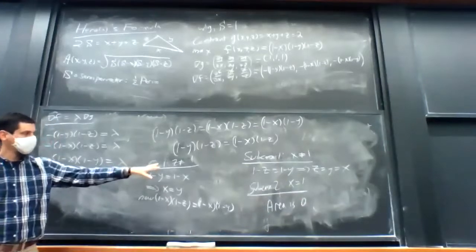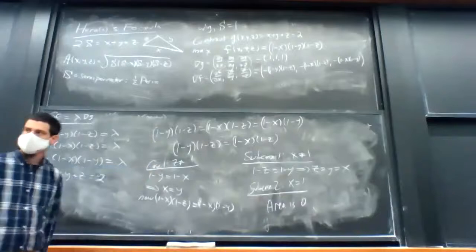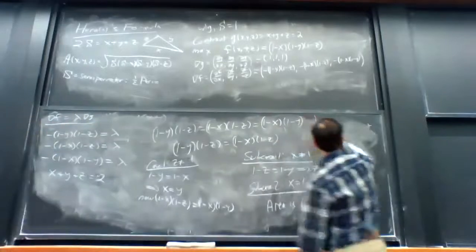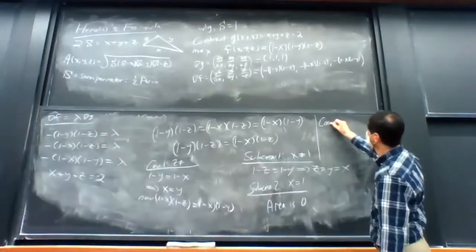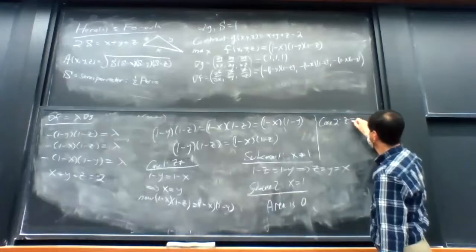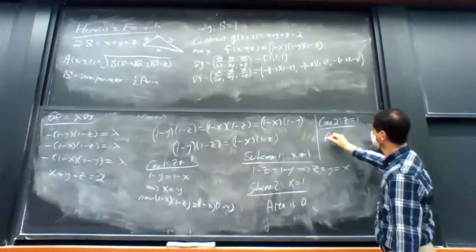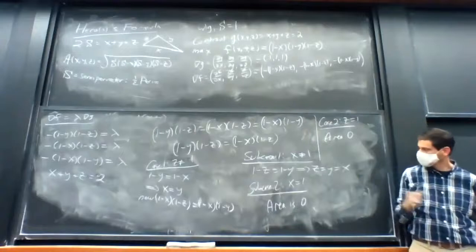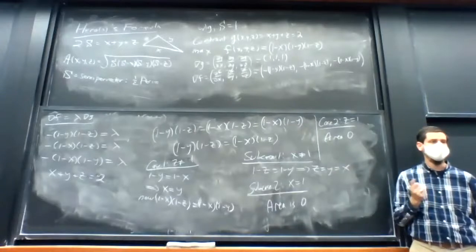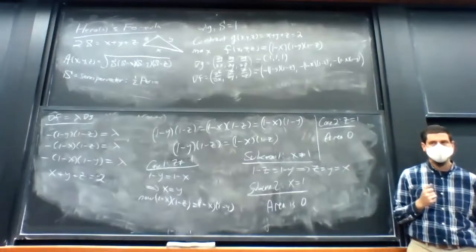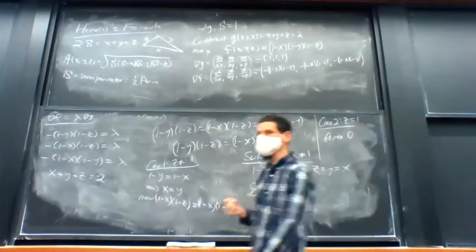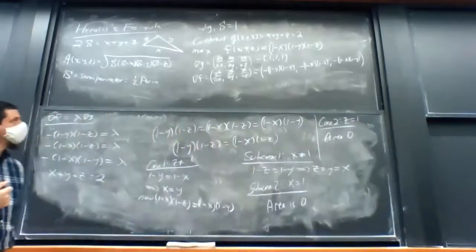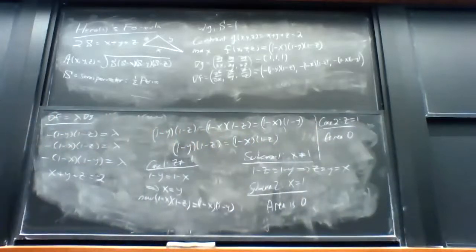We've done the case when z is not 1, and now the case when z is 1. So then we would have case 2, z equals 1, and the area is just 0 in that case. So we know x equals y equals z, and that would be how to solve the problem. Any questions about this?